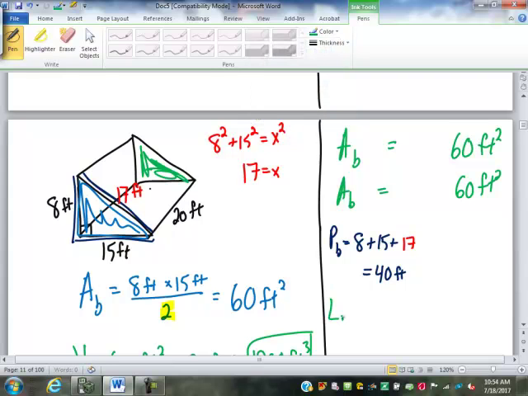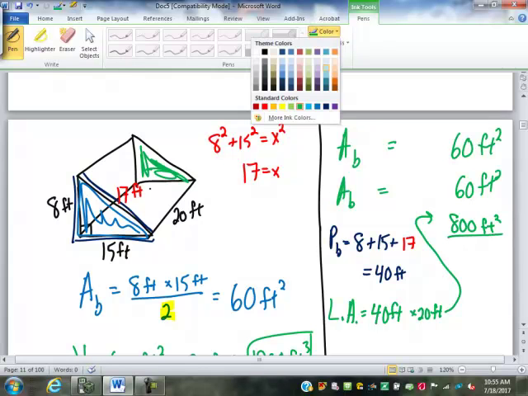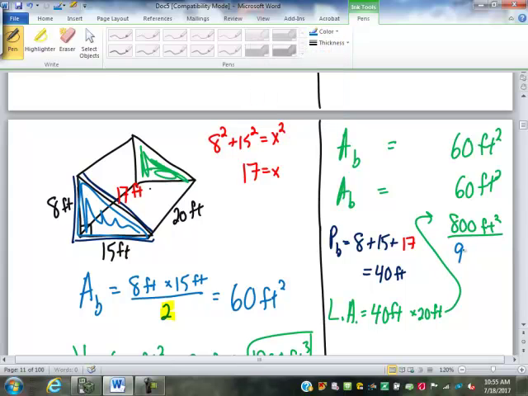So that means our lateral area is the perimeter of the base, the 40 feet, times the height of 20 feet. That's 800 square feet, which adds up to be 920 for our surface area.